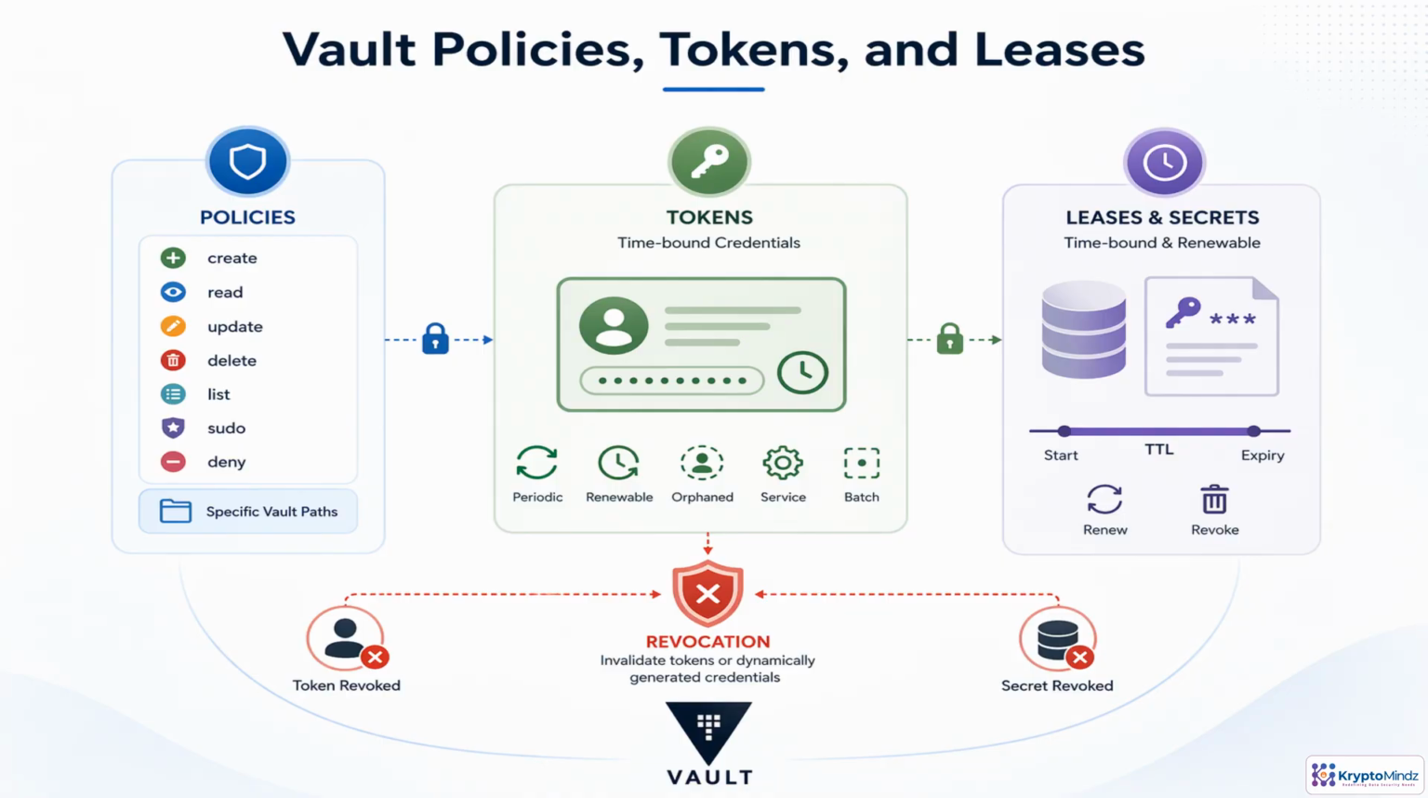Vault authorization is built from three connected ideas: policies, tokens, and leases. Policies define what a caller may do and where, such as read access under secret/data/app/<one of Starix>, but no delete or sudo elsewhere. A token is the credential that carries those policies after authentication, and it has a lifetime, so access is not permanent. Some tokens can renew, some are short-lived, and batch tokens are optimized for high-volume use.